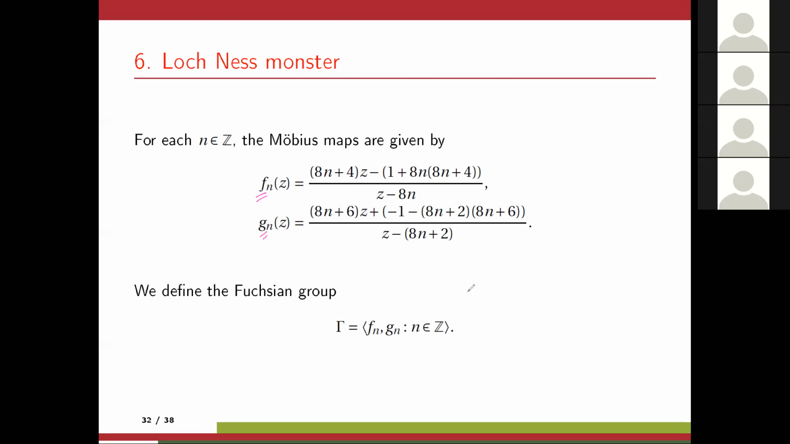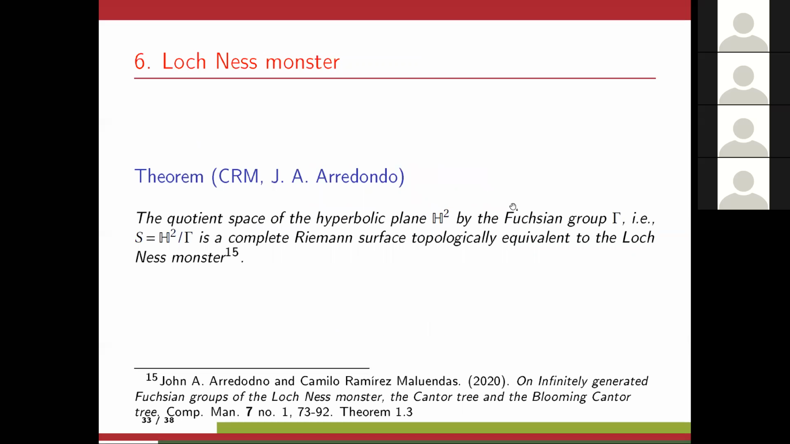Okay, and you can take the quotient space of the hyperbolic plane by the Fuchsian group gamma, and the quotient space is a complete Riemann surface topologically equivalent to the Loch Ness monster. So this is the construction, an easy construction to get a Fuchsian group uniformizing the Loch Ness monster.